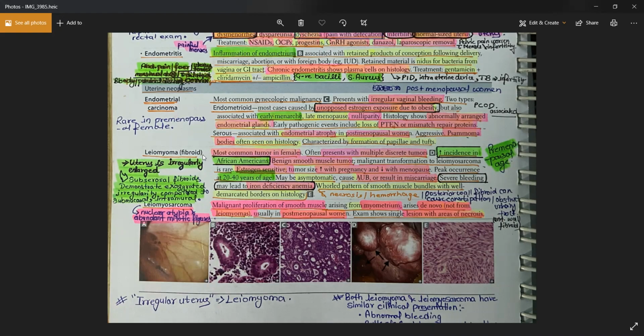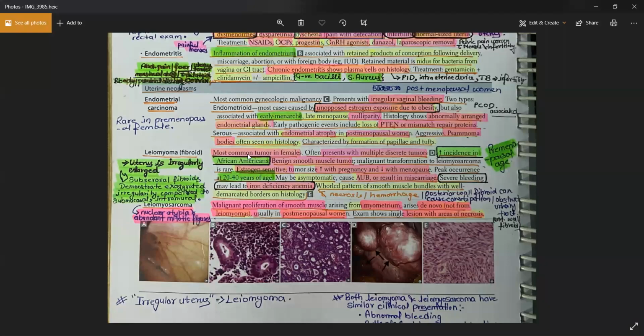Now after the endometrium, you have the myometrium, which contains the smooth muscles. Cancer can arise from the smooth muscles also. You will call it a leiomyoma or leiomyosarcoma. If it is a benign condition, a benign tumor, you will call it a leiomyoma. If it is a cancerous or metastatic condition, you will call it a leiomyosarcoma. And please note that leiomyoma is the most common tumor in females. It's the most common type of tumor found in females.